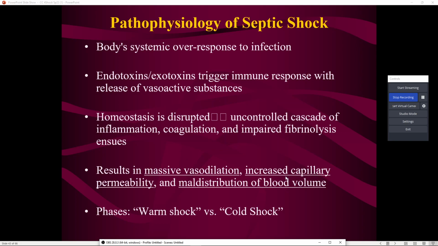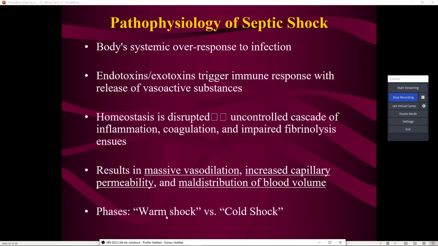Massive vasodilation, capillary permeability, maldistribution of blood. Once again, we have warm shock versus cold shock. Warm shock is often called the early stages of shock, whereas cold shock is the late stages of septic shock. You want to catch them while they're right here. This is a massive deal. I can't express this enough to you.